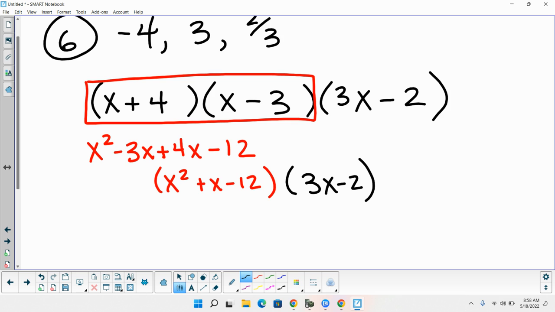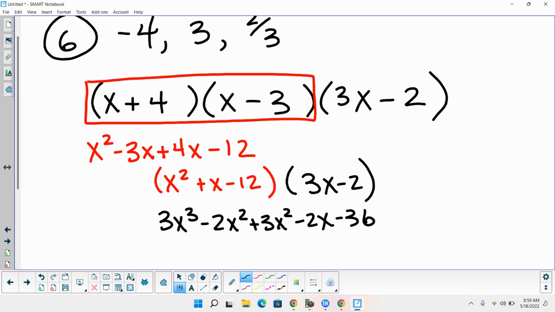So then it's going to be x squared times 3x, which is 3x cubed, and x squared times negative 2, which is negative 2x squared, and then x times 3x, which is 3x squared, and x times negative 2, which is negative 2x, and negative 12 times 3x is negative 36x, and negative 12 times negative 2 is a positive 24.